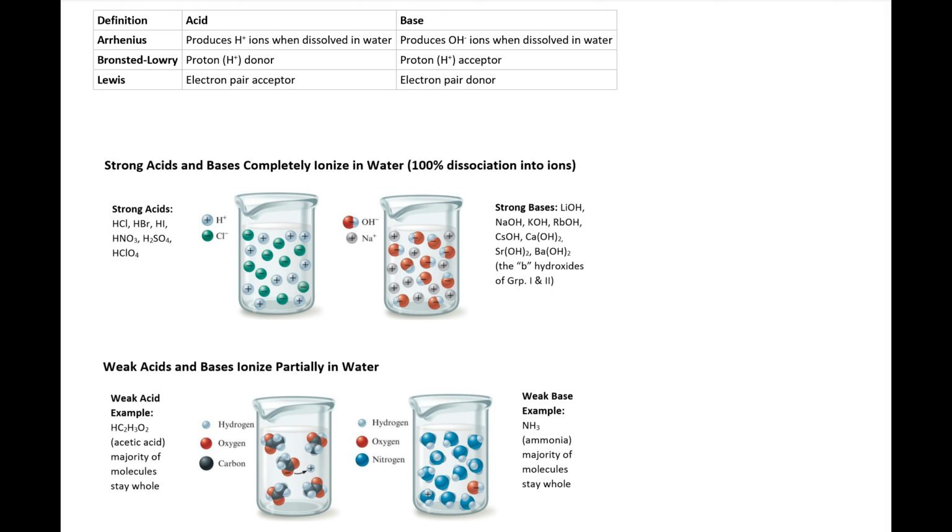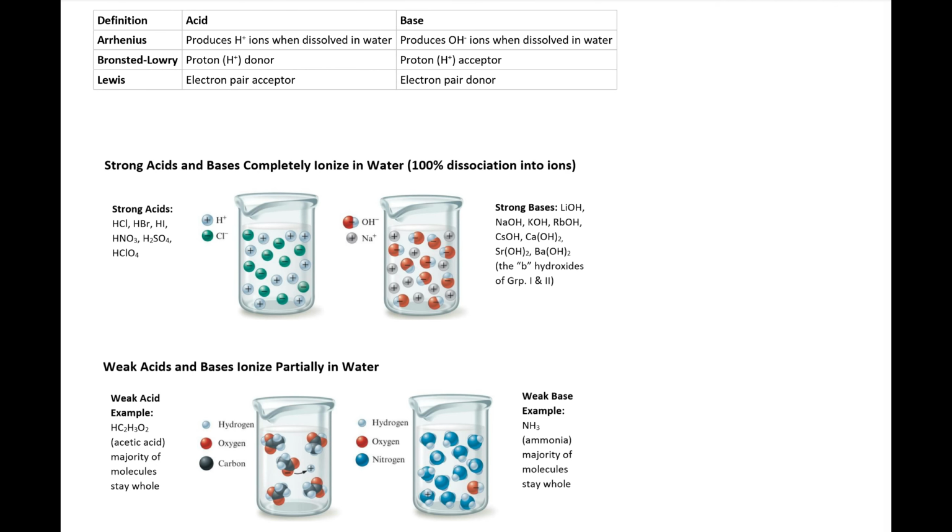So when we talk about acids and bases, this is a concept that you're pretty familiar with just through everyday life. We come in contact with things that are either acidic or basic or neutral. And what you have here are three basic definitions of what an acid is and what a base is.